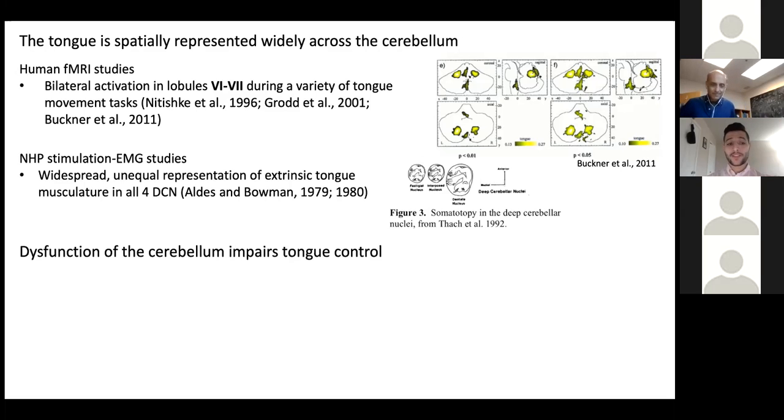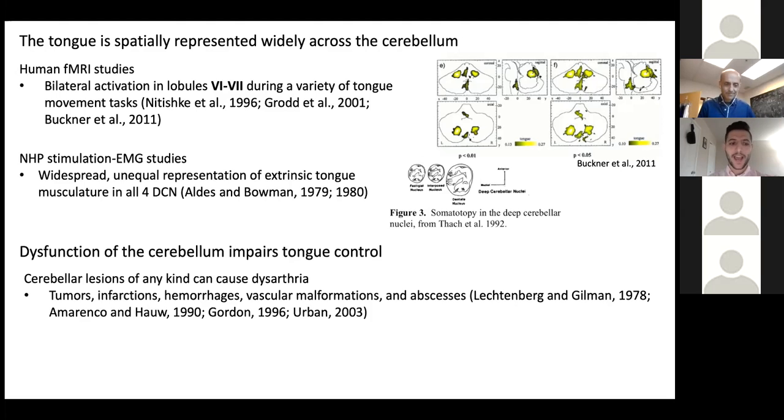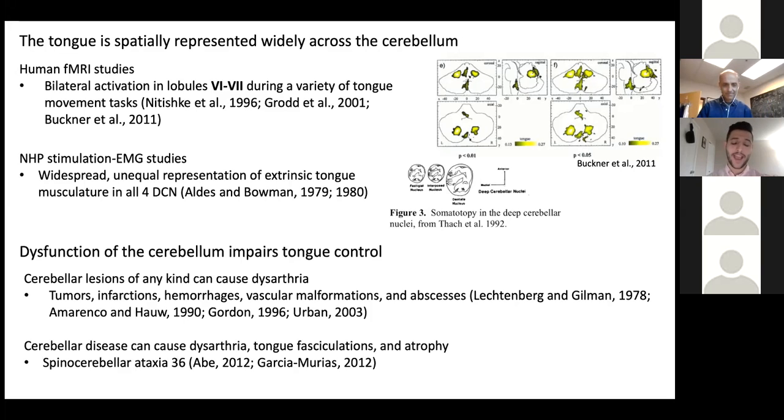Furthermore, what we do know as well is that dysfunction of the cerebellum impairs tongue control. We can look at lesion studies, for instance, where widespread causes of lesions can cause dysarthria. And this can happen across the entire cerebellum, thinking of tumors, infarctions, hemorrhages, vascular malformations, and abscesses as well. Furthermore, there are diseases that can also cause dysarthria and, in their later stages, tongue fasciculations and eventual atrophy, such as spinocerebellar ataxia type 36. So really, there is somewhat of a link between control of the tongue and the cerebellum.